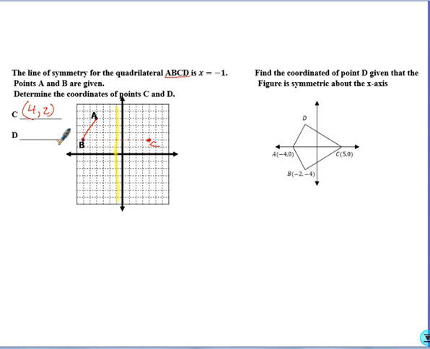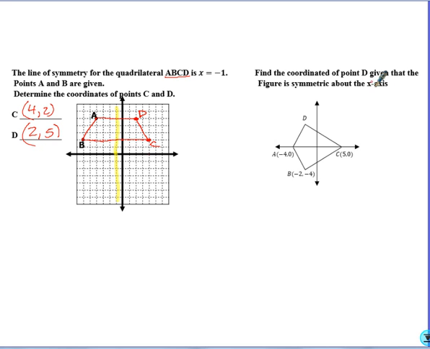And then point D, same thing with A. 1, 2, 3, 1, 2, 3. And that's where point D would go. And then we can just draw that figure in. So point D is at the coordinates 2, 5.